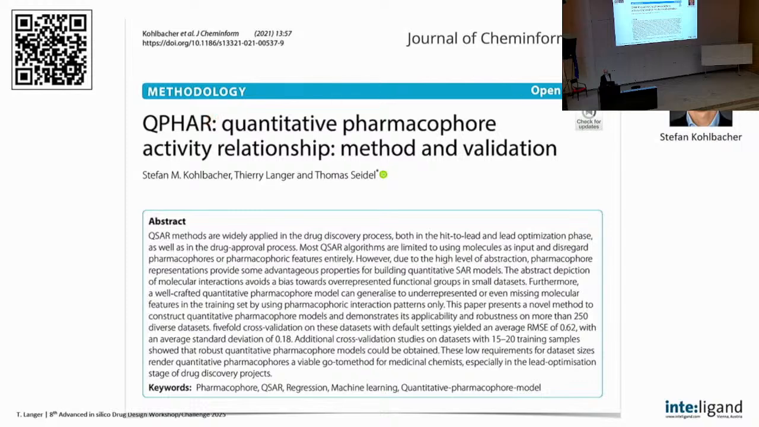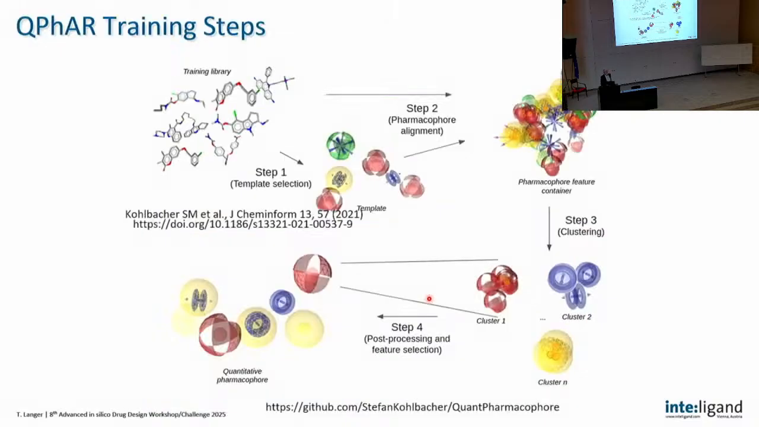And this is the paper. This was a PhD of Stefan Kohlbacher. And it's not only the algorithm that is described on GitHub that you can download and play around with, but it's also implemented already in KNIME workflows that you can directly run. So how does this work?